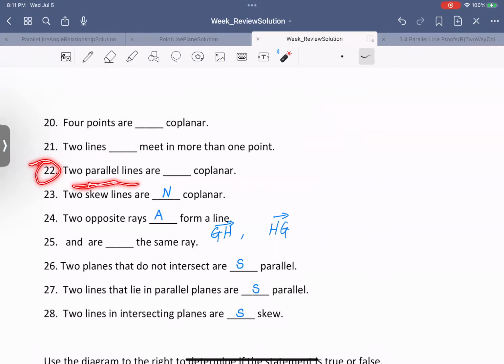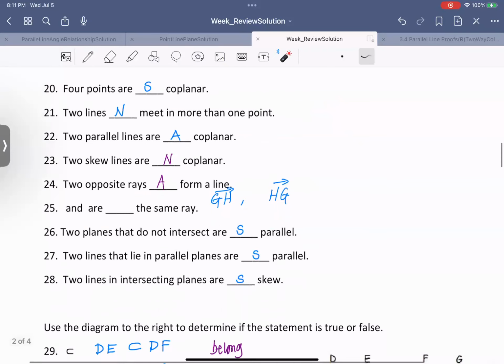Two parallel lines are always. Good job. Always, always. Thank you. Next one. Stephen, how about 23? It's never. Good job. How about 24? Always. Yes, good job. Very good. Thank you. This is never, this is always.